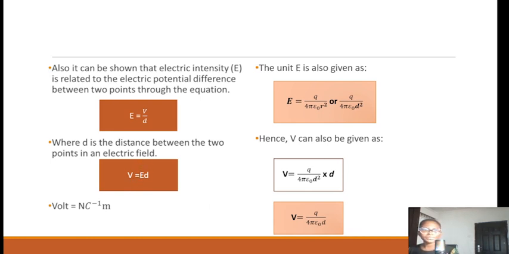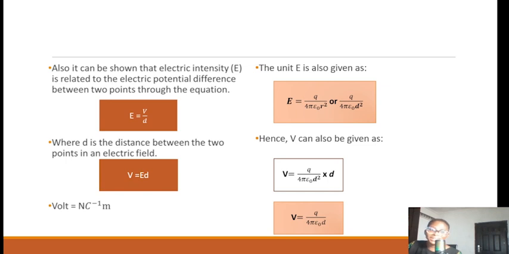So let's go to our board. We are saying V is equal to E multiplied by D, right? And we've gotten our E here. This E can be written as E is equal to Q over 4 pi epsilon naught D squared, as if we're talking about the distance.